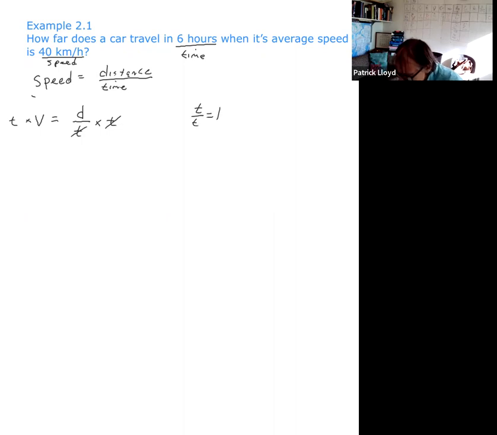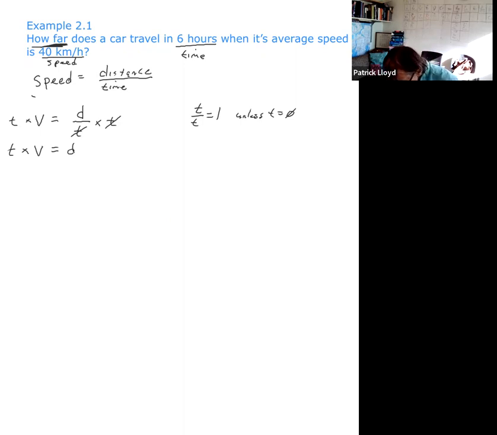Right. Something divided by itself is 1, unless it's 0. 0 doesn't work, but anything else, it does work. So unless T equals 0, right? Okay, but for any other time, it should work okay. So what that does then is it leads us to T times V is equal to D, and D is the distance traveled, and that's what we're asked for, right? How far? This is how far is just another way of saying what is D.